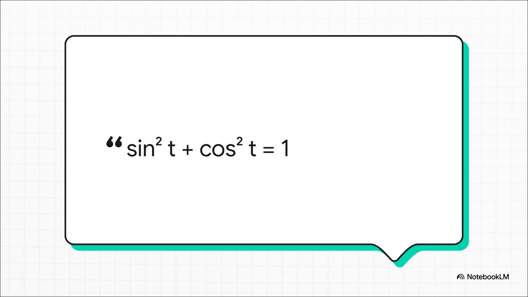Remember the equation for a unit circle? It's x squared plus y squared equals 1. Well, since we defined x to be cos t and y to be sin t, then it has to be true that cos squared t plus sin squared t equals 1. It's just a Pythagorean theorem, dressed up for a party on the unit circle.